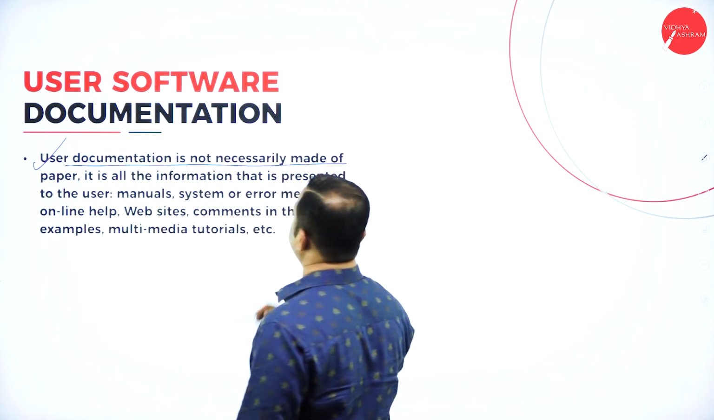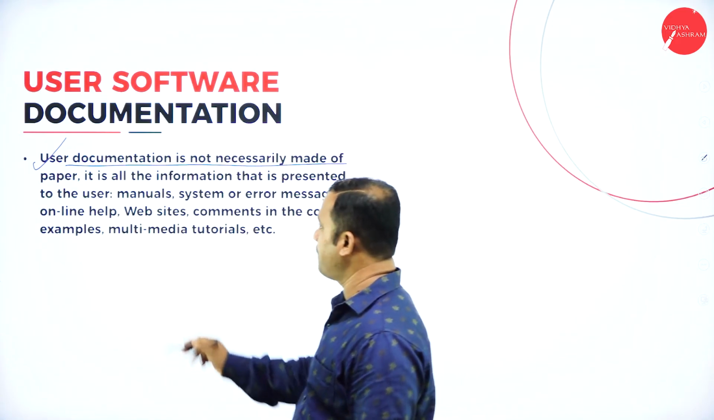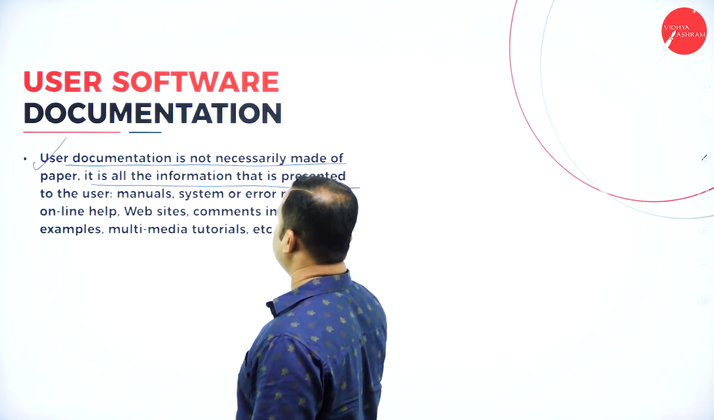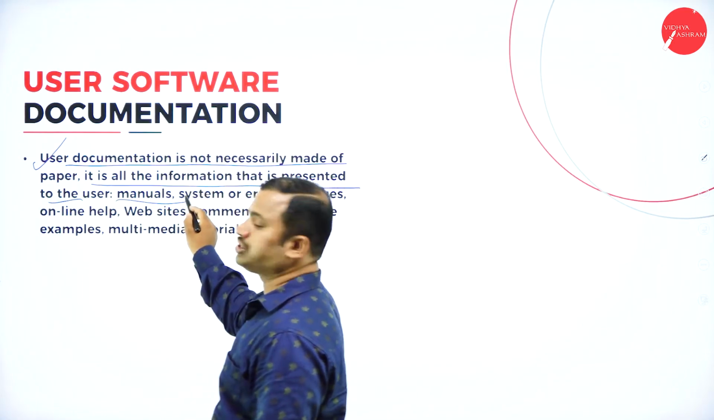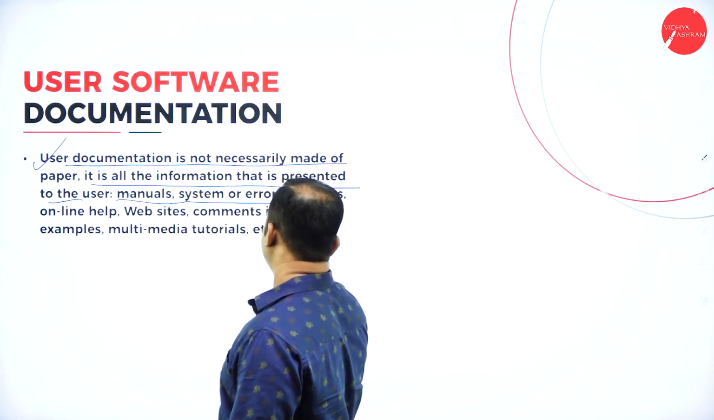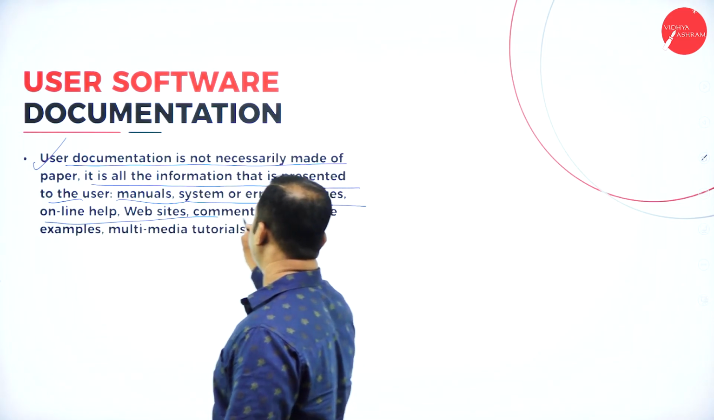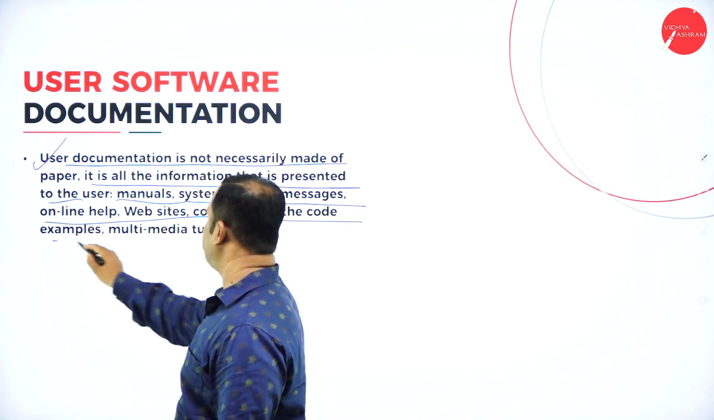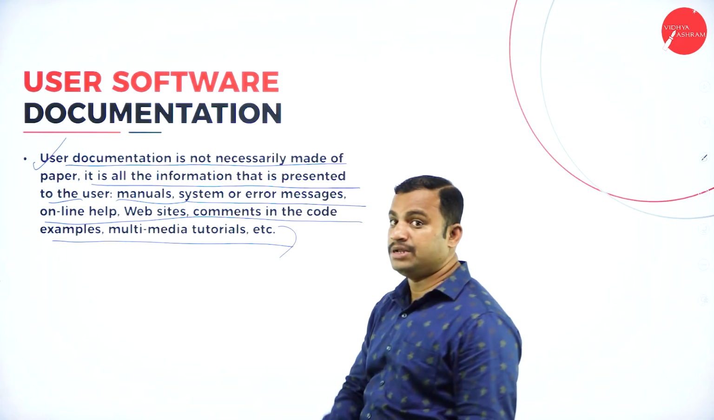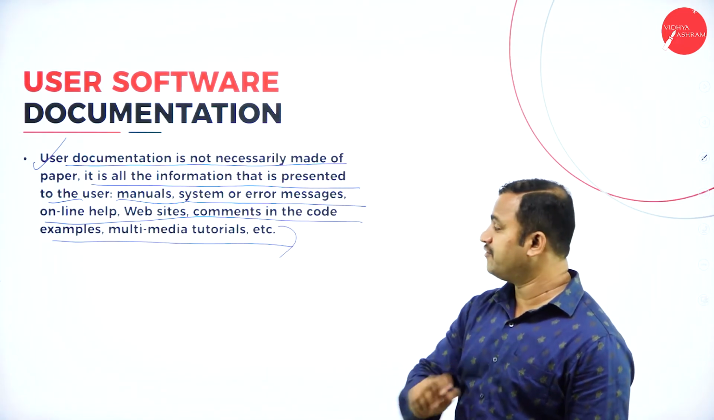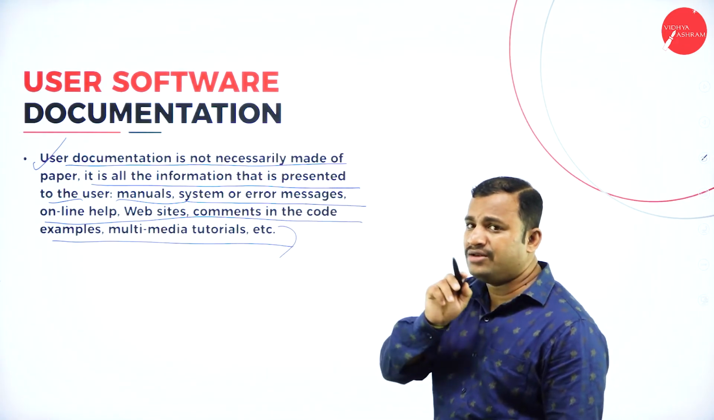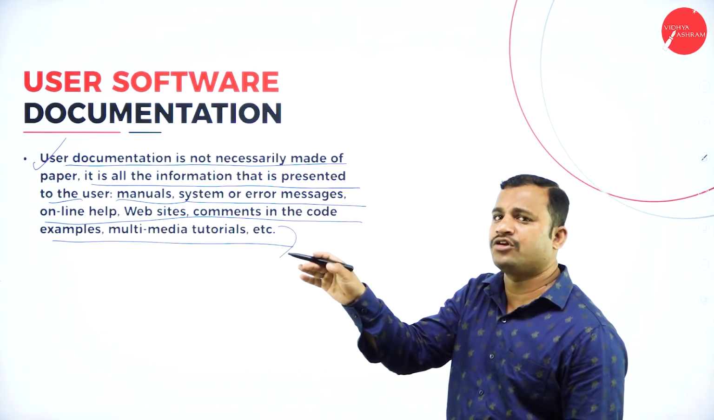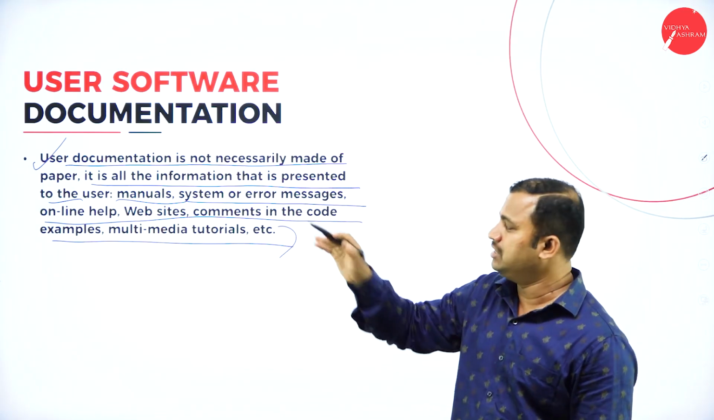User documentation is not necessarily made of paper. It is all the information that is presented to the user, that is, manuals. Please see here: system or error messages, online help, websites, comments in the code, examples, multimedia tutorials, etc. But please note that the complete detailed information is not given to him. The information which is relevantly required for him to operate the software product is given in the manual.